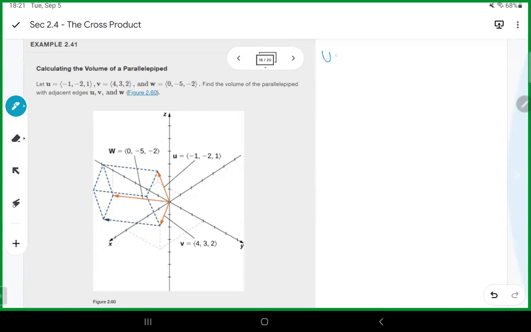So we would use our U times V cross W. That's going to look like -1, -2, 1, 4, 3, 2, and 0, -5, -2. Okay. And then we'll start pulling our stuff out.